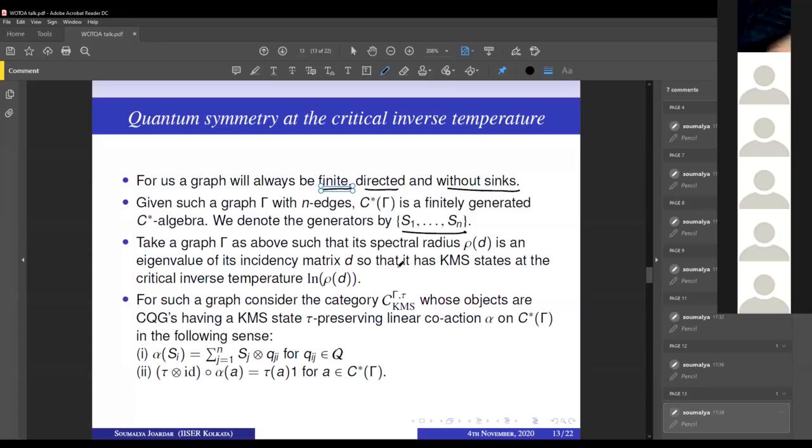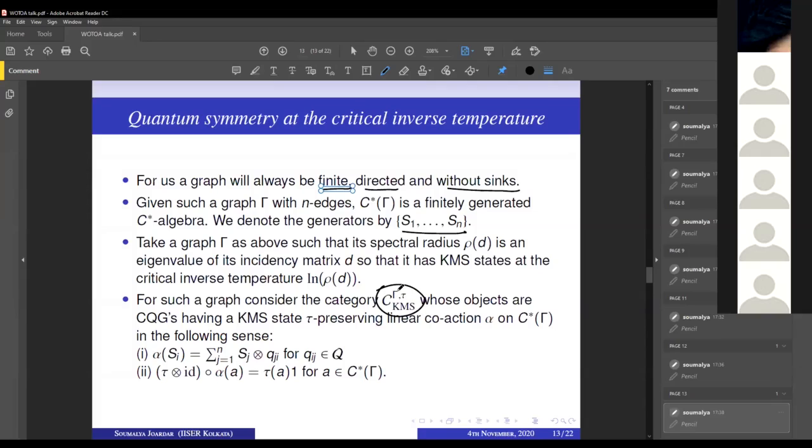For example, every regular graph belongs to this class, and any strongly connected graph will also belong to this. So we have a fairly large class of graphs. Okay. So now, given such a graph, let's consider the category. We denote the category by C_{Γ,τ}^{KMS}.